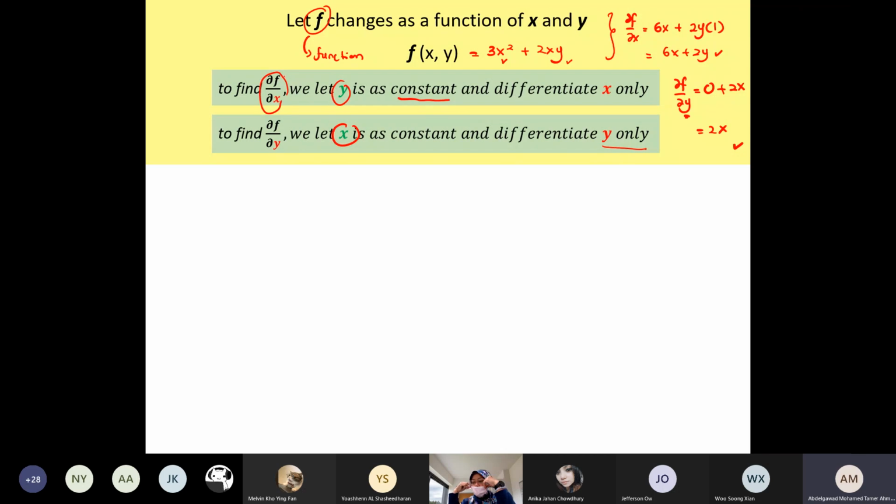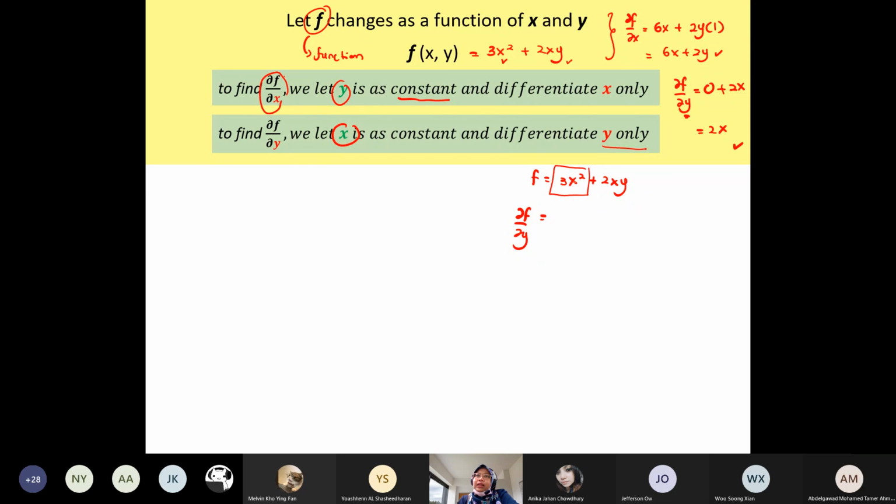Can you repeat the df over dy? Okay, for df over dy, we let x be a constant and we differentiate y. Let's say your function is equal to 3x squared plus 2xy. You have two terms here, right? For the first term, is there any y? No y, right? So when you want to differentiate with respect to y, you treat x as a constant.